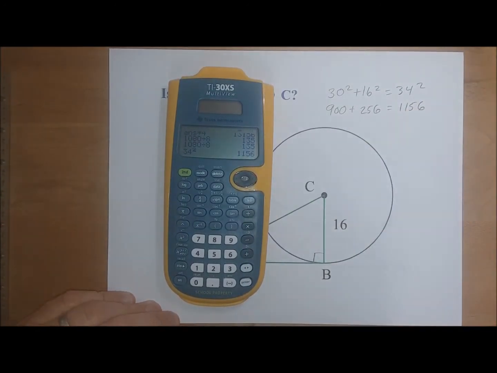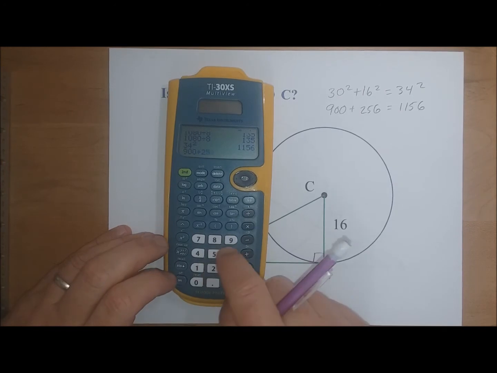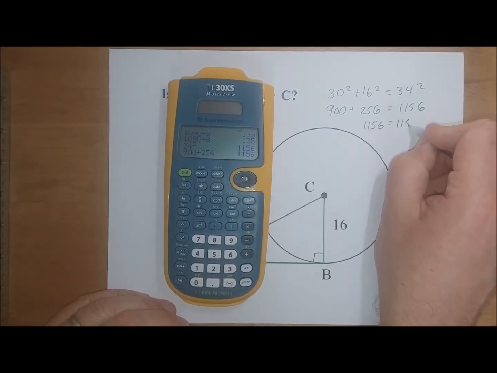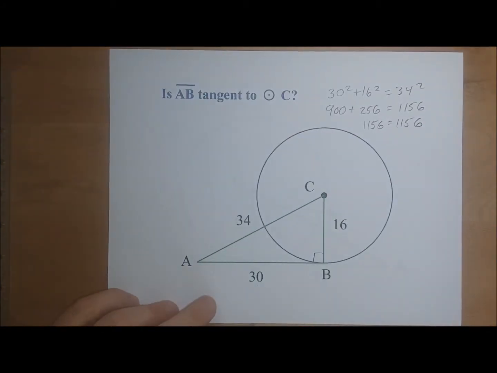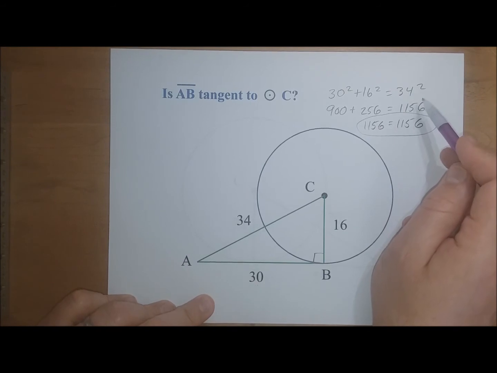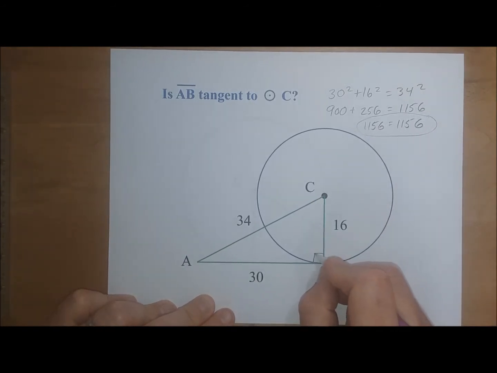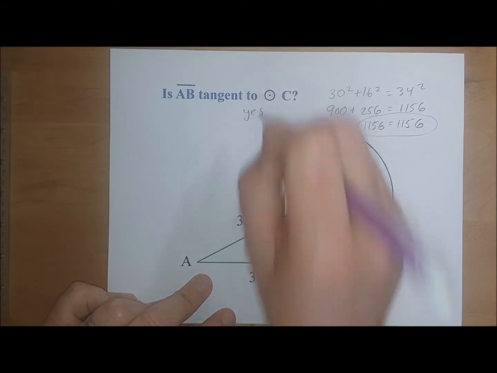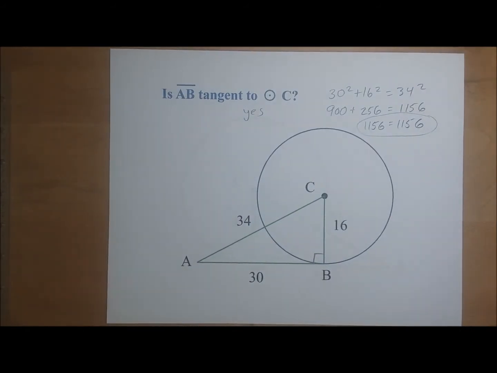1,156. And when we add these two together, you can see... Now, what can we declare about this triangle when we find that this is a true equation? When a squared plus b squared equals c squared, then we know we have a right triangle. And if this is a right angle, what can we say about AB? AB is tangent to the circle.